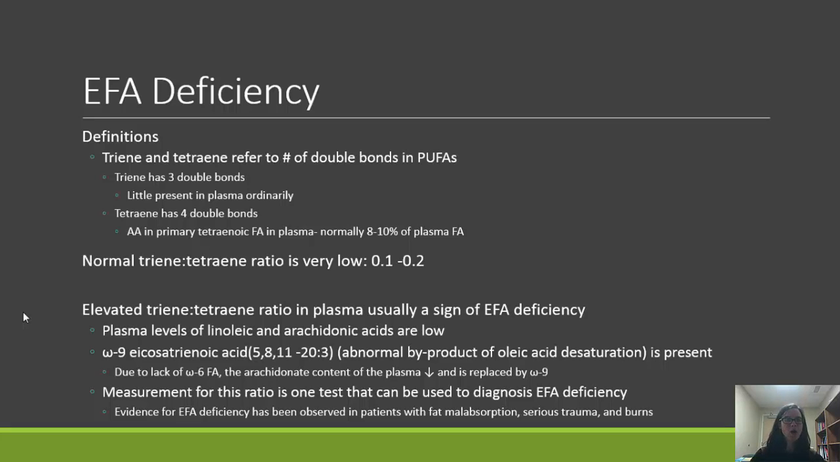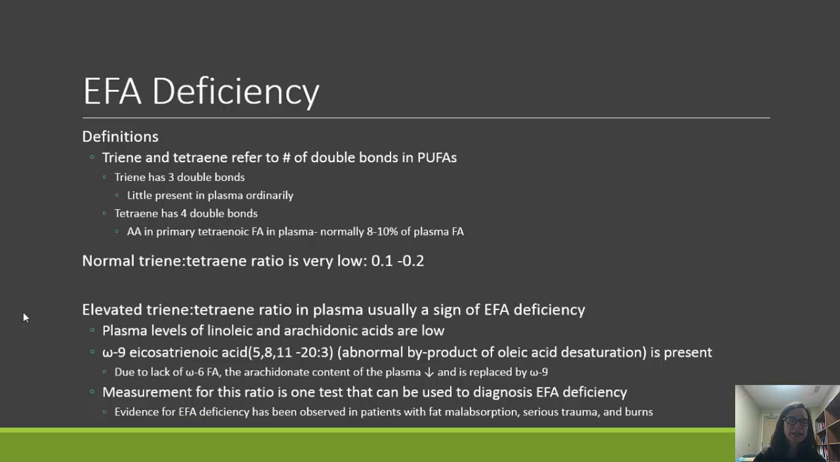Okay, so next I want to talk about essential fatty acid deficiency. But before I do that, I want to talk about a couple of definitions of words that I'm going to use in this discussion. Another way to classify these fatty acids is by the number of double bonds in the PUFAs, and these categorizations are a triene or a tetraene. A triene has 3 double bonds. We normally have very little in our plasma, and a tetraene has 4 double bonds.